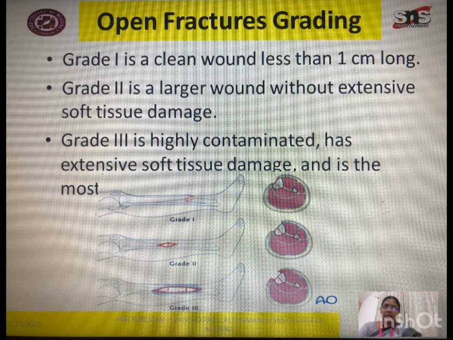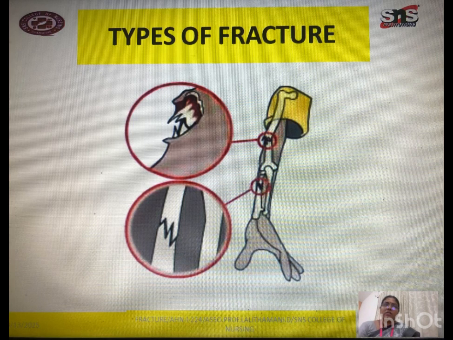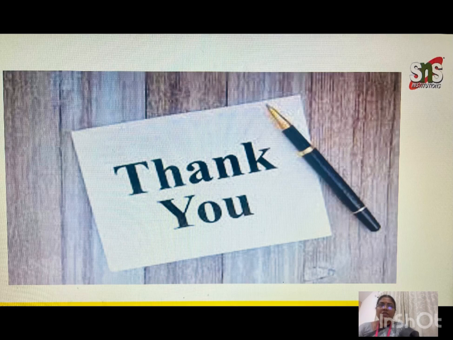Next, open fractures and how they are graded. Grade 1 is a clean wound less than 1 centimeter long. Grade 2 is a larger wound without extensive soft tissue damage. But grade 3 is highly contaminated and has extensive soft tissue damage, and the image clearly depicts the grades. As we have seen, a fracture might be open, closed, complete or incomplete. Here you can see an open, complete fracture in a single bone.